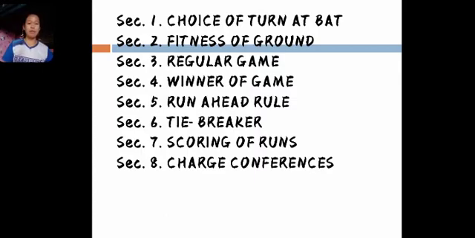Section 5, run-ahead rule. A run-ahead rule shall be used at all tournaments and championships. Section 6, tie breaker. Starting with the top of the 8th inning, and each half inning thereafter, the offensive team shall begin its turn at bat with the player who is scheduled to bat ninth. The player who is running can be substituted in accordance with the substitution rules.